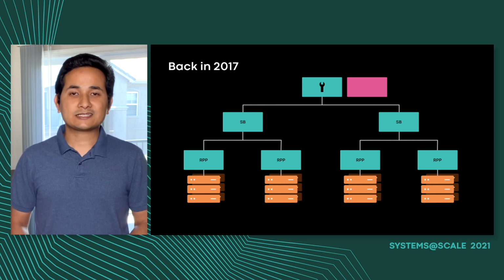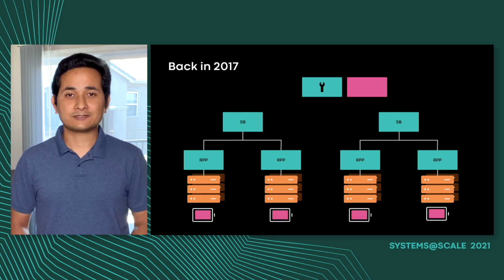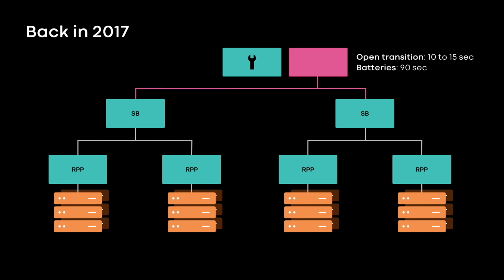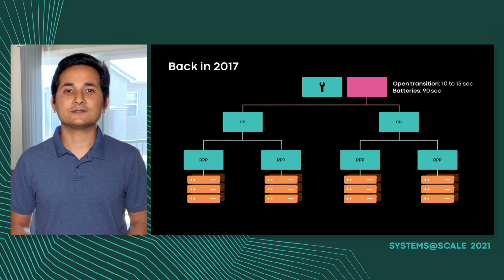We would disconnect the servers from the MSB. During this time, the servers are powered by in-rack batteries. The servers are then finally connected to a reserve MSB. We refer to this as open transitions. Open transitions generally last between 10 to 15 seconds. And our batteries are designed to power the servers for up to 90 seconds.